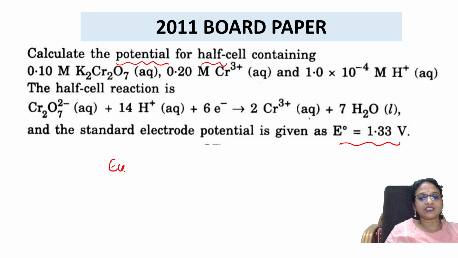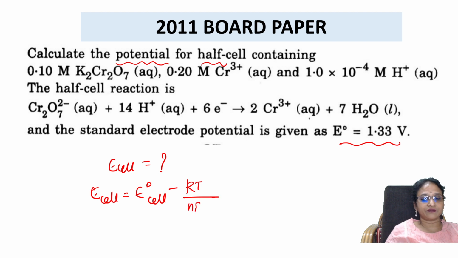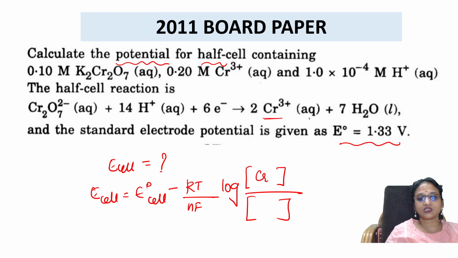I need to calculate E cell. E cell is how much? Let us write the formula. First of all, the formula for this is E cell is equal to E naught cell minus RT by nF log of oxidized part by reduced part. What is oxidized here? Chromium is oxidized, so Cr plus 3 raised to, and what is reduced? It is chromium oxide as well as proton.